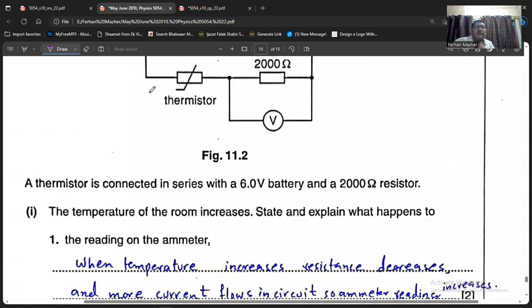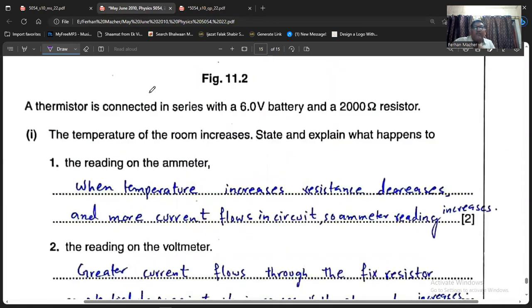Let me show you. When the temperature increases, resistance decreases and more current flows in the circuit, so the ammeter reading increases.